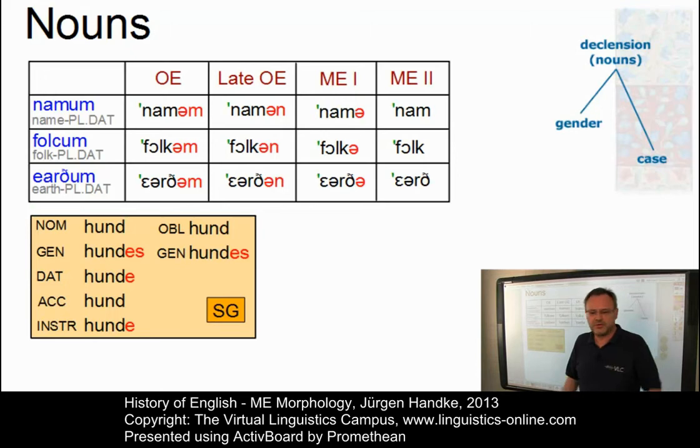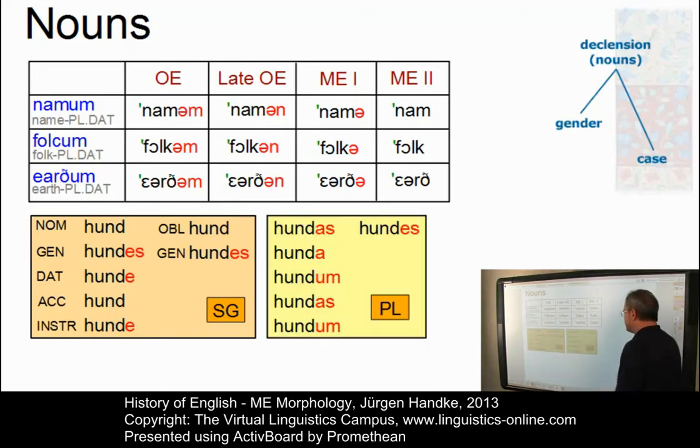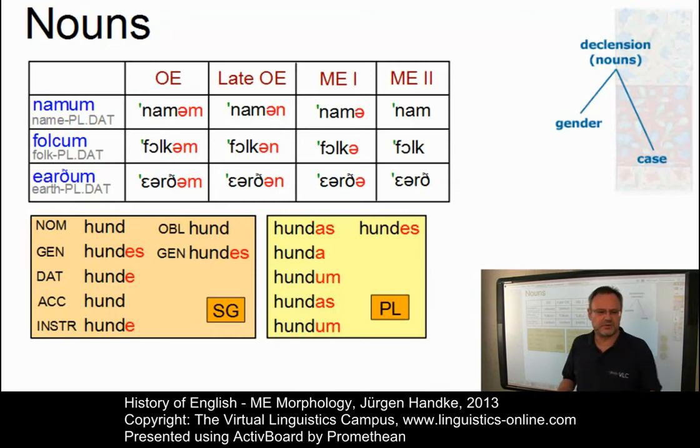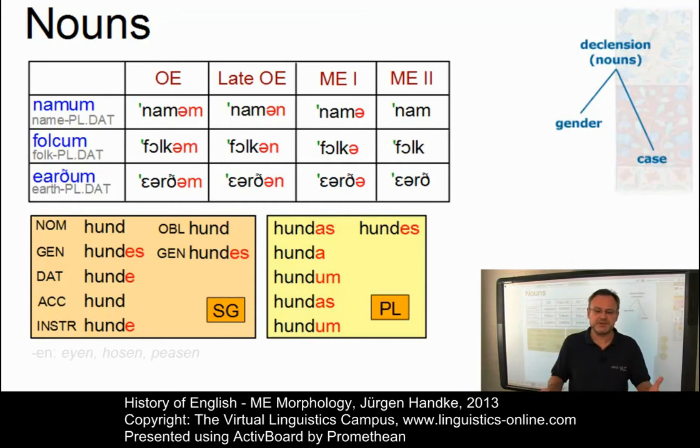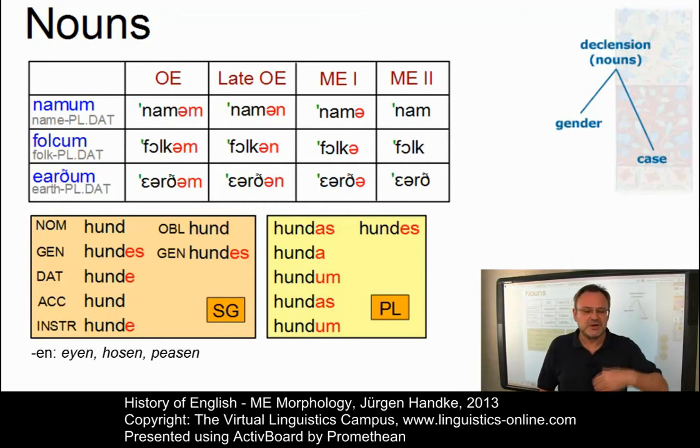Well, and in the plural only one case remained. Hundas, hunda, hundum, hundas, hundum just became hundes in the plural. The only difference between Middle English and present-day English was the use of a few plurals ending in -en, which have since disappeared, such as eien, hosen, pesen, etc.